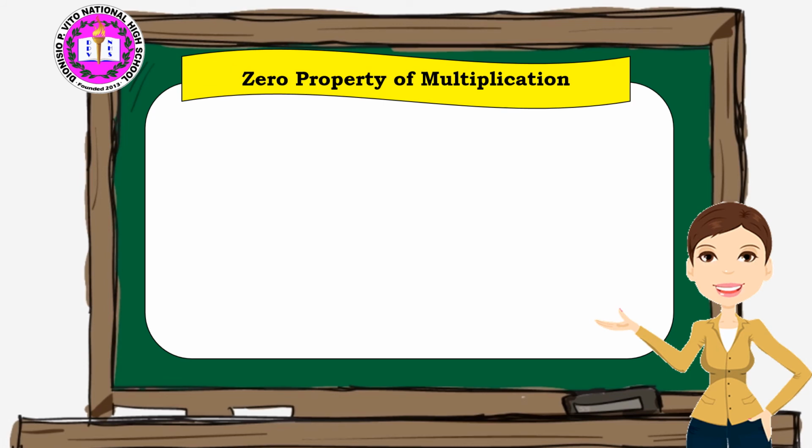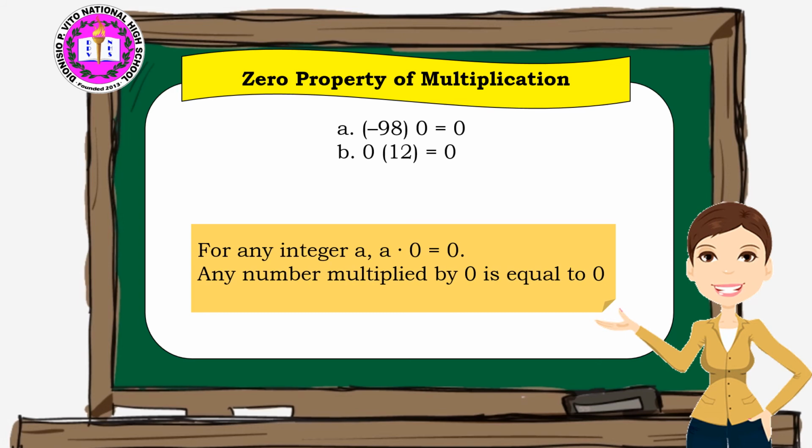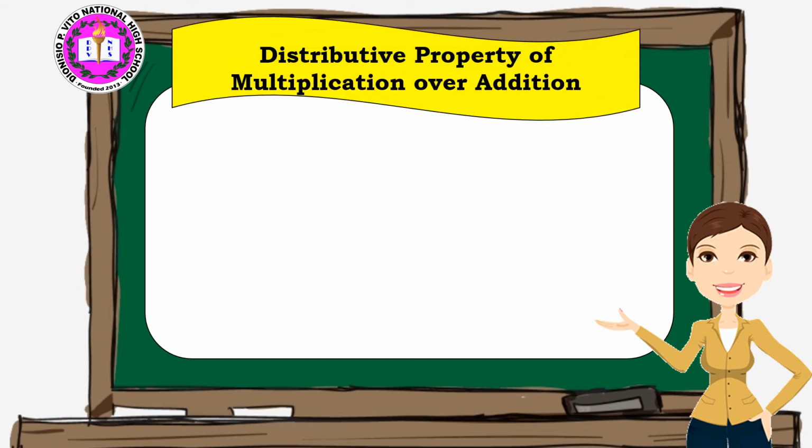Next property is the zero property of multiplication. For example, -98 × 0 is equal to 0, and 0 × positive 12 is equal to 0. For any integer a, a × 0 is equal to 0. Any number multiplied by 0 is equal to 0. The next property that we have is the distributive property of multiplication over addition.